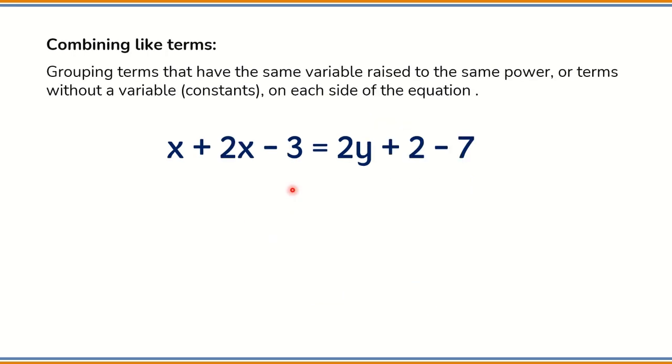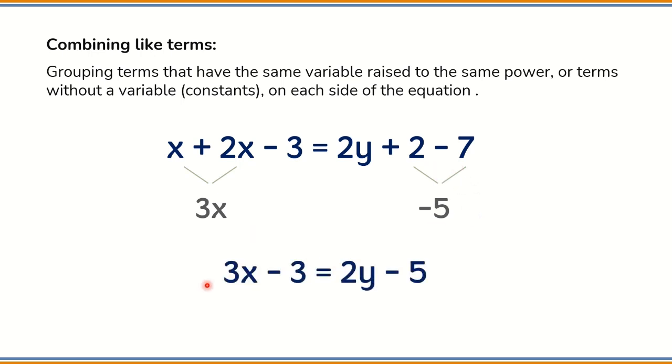Combining like terms. We have to group terms that have the same variable raised to the same power, and we have to group constants, terms without a variable. In this example, we have 2 terms with an x. If we add them together, we have 3x. And on the other side of the equation, we have 2 constants. If we add them together, we have minus 5. So now the equation that we have is this.